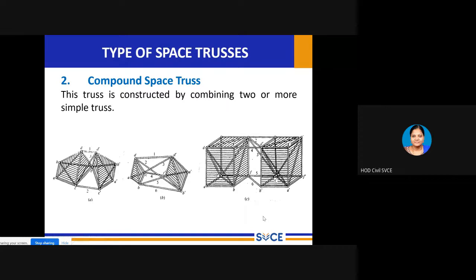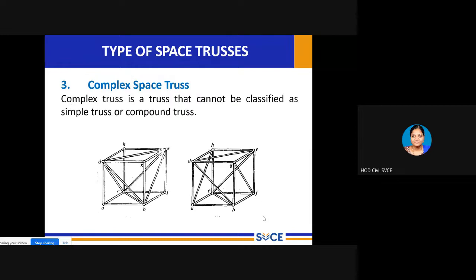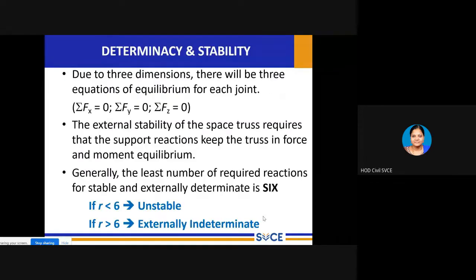And this is a compound space truss. So here we are adding two or more simple trusses like this in order to form a compound space truss. And this is a complex space truss. This doesn't fall under the category of either simple truss or compound truss.